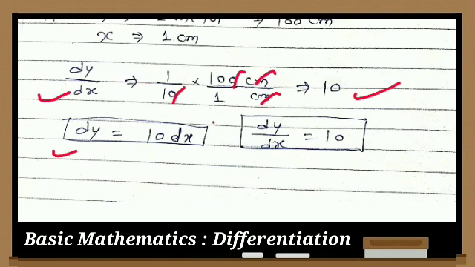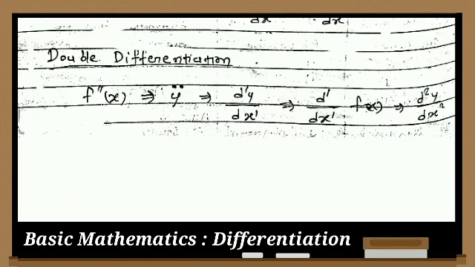So how many boxes of length dx are required to make one box of dy length? There are 10 boxes required to make the large box of length dy. Clear? It is clear. Now we talk about the double differentiation.